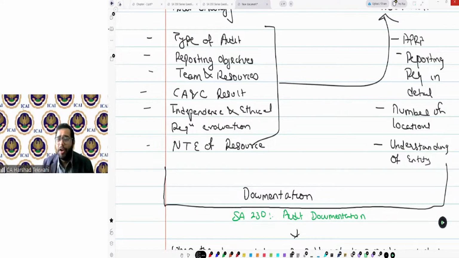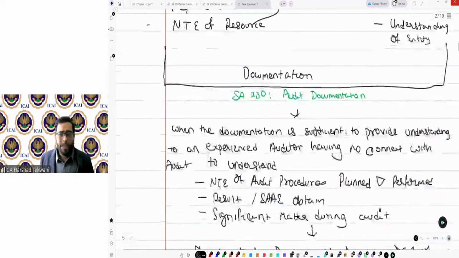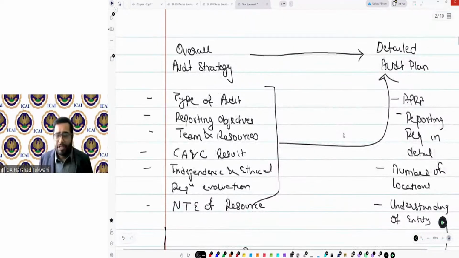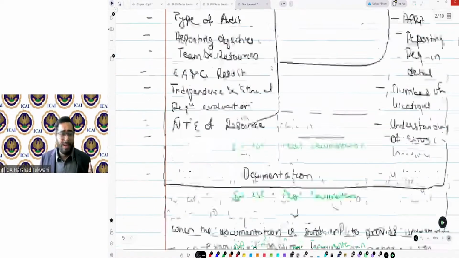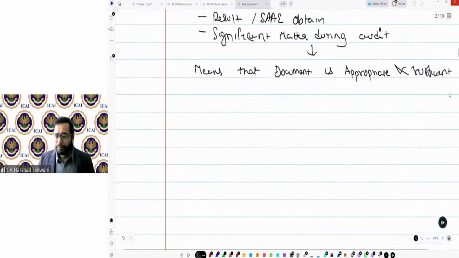On the basis of the detailed audit plan, we prepare an audit program. Now, we need to understand what is an audit program. We understood what is the overall audit strategy, what is the detailed audit plan. Okay, now we need to understand what is an audit program.